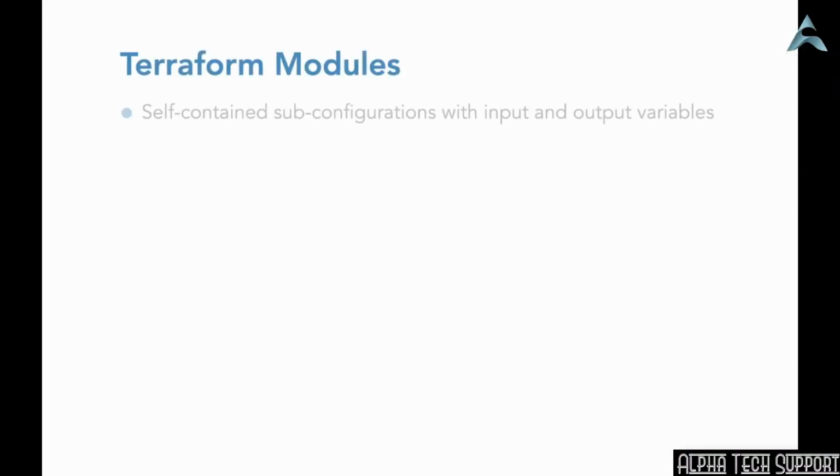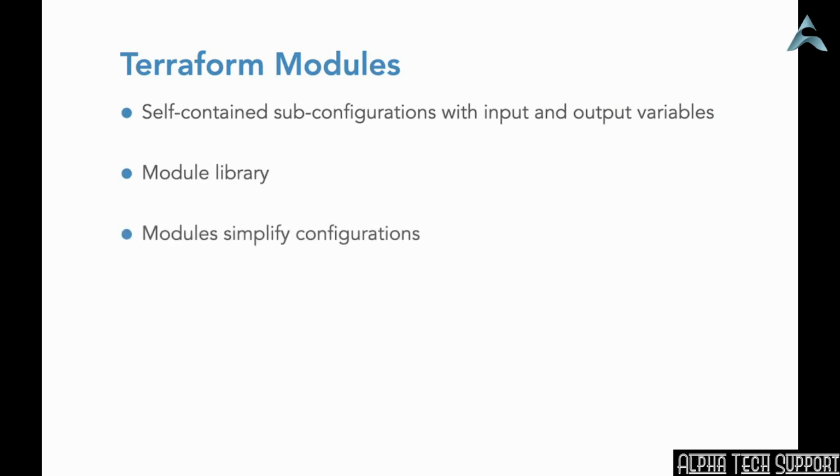A Terraform module is a self-contained, encapsulated set of resources. It's useful to think of a module as a sub-configuration. It has input and output variables, and modules are written in HCL. HashiCorp and open-source contributors maintain a large library of modules for Terraform users. Modules can vastly simplify a configuration by reducing the number of lines of configuration needed to execute complex configurations.